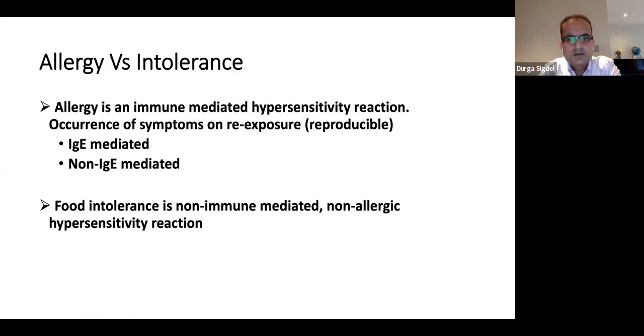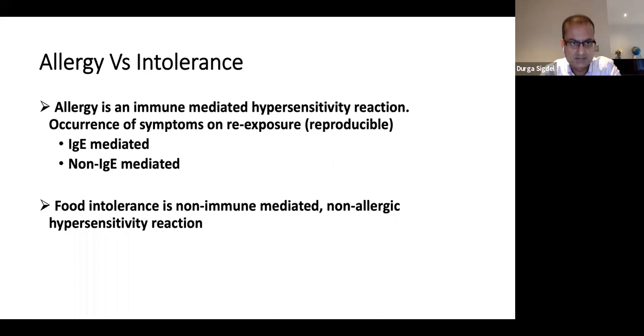To start with, allergy and intolerance. These two terms are interchangeable most of the times, but allergy and intolerance are completely different things. Allergy is an immune-mediated hypersensitivity reaction, and the key feature of allergy is that it is reproducible. Every time you are exposed to this food protein or any offending protein component, you will have the same reaction.